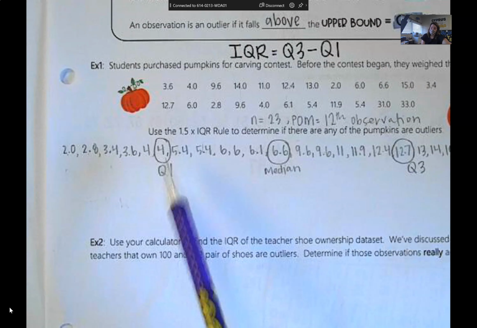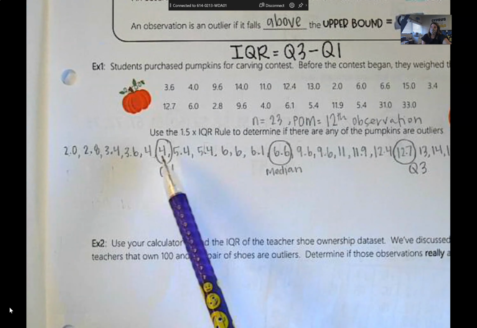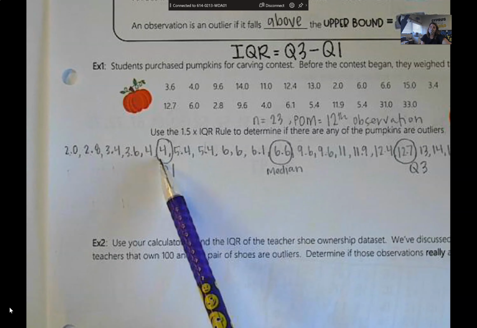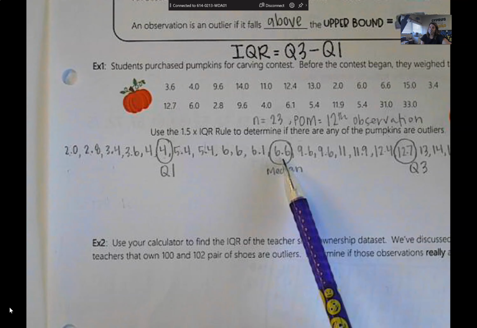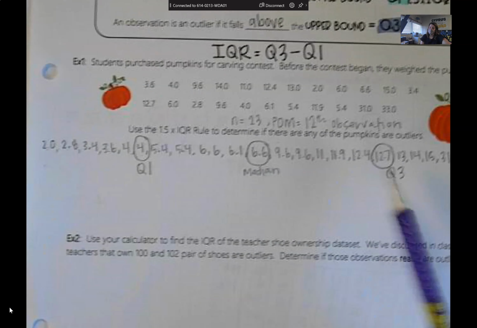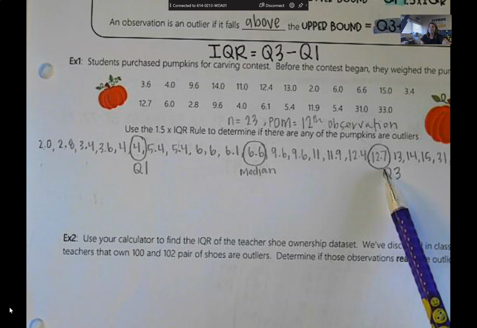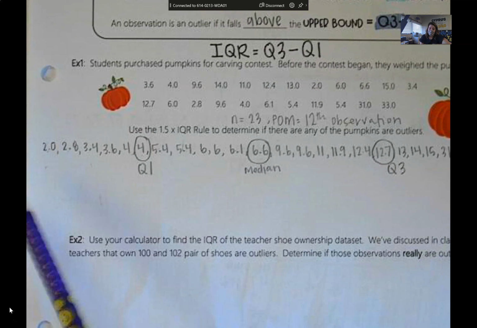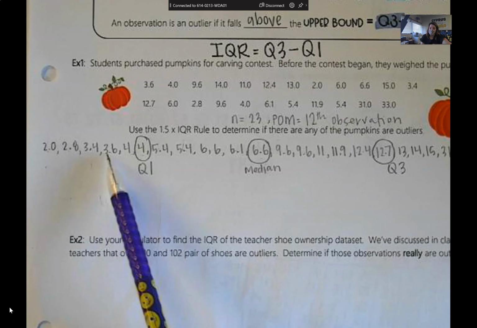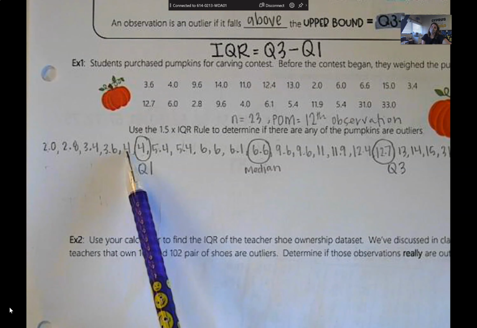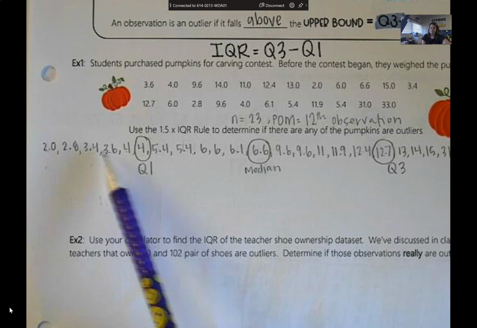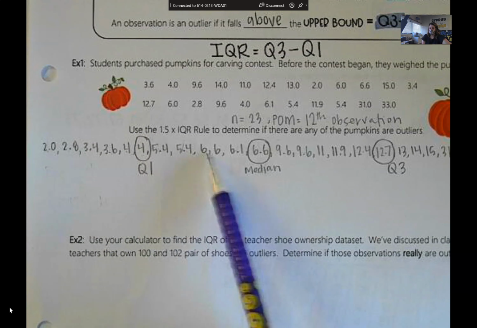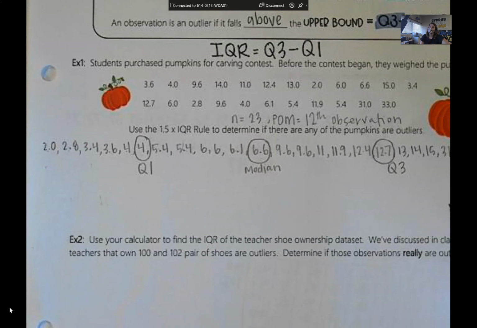So if you didn't, or you did and you want to double check, quartile 1 should have been 4. The median is 6.6, and quartile 3 is 12.7. That makes it so that 5 observations are in each quarter. So if you count them, 1, 2, 3, 4, 5, 1, 2, 3, 4, 5, and so on.